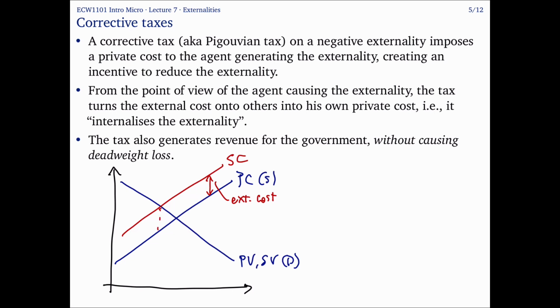So the efficient quantity is here, but the market outcome, the market quantity, is here, right? Suppose the government imposes a corrective tax, let's do it in green.